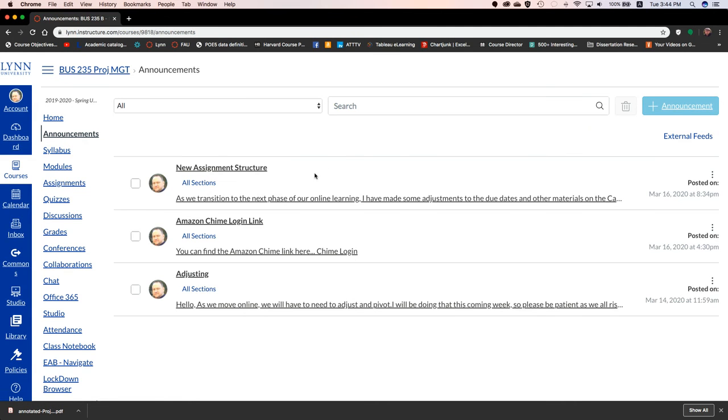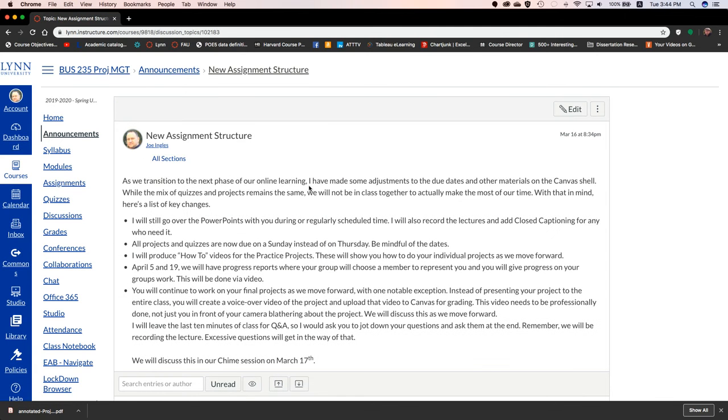Let's go ahead and talk about this new assignment structure that I have here, right? So we're going to be transitioning and moving into something else. We're having to pivot. So I've adjusted a lot of the due dates, which we'll go over in just a moment, all right? We're going to also put some other materials on the Canvas shell to help you understand and make sure that we understand what we're doing. We're going to still have the same mix of quizzes and projects, but we're not going to be able to be together in the class to make the most of our time. So I've made a few changes.